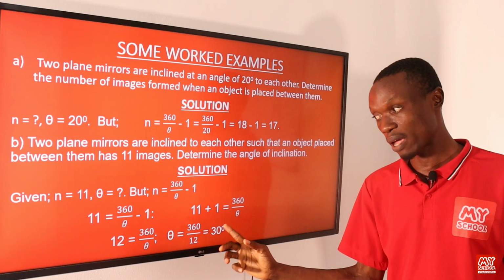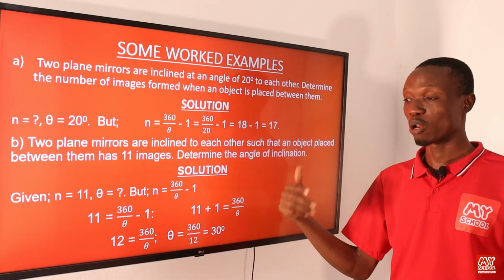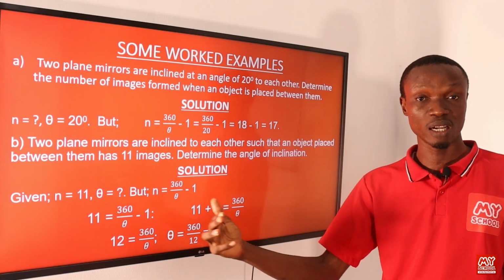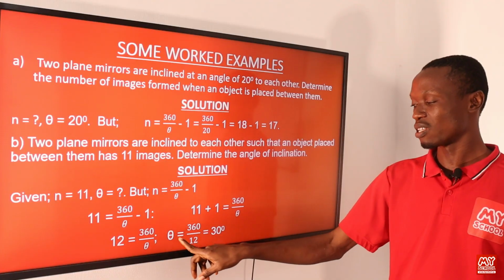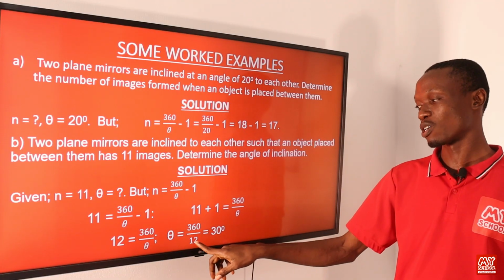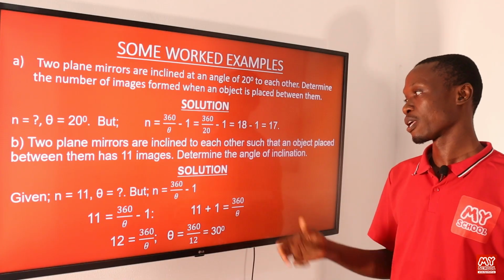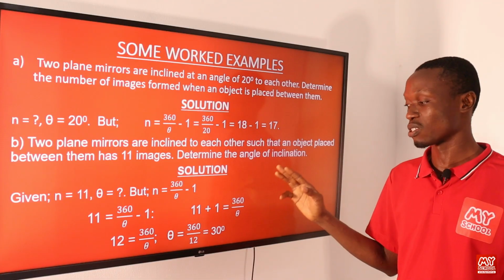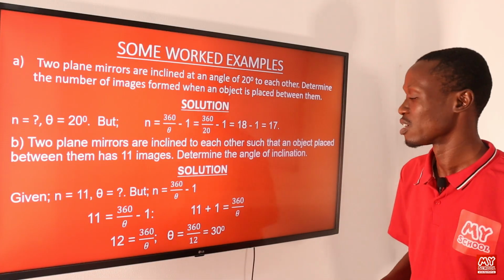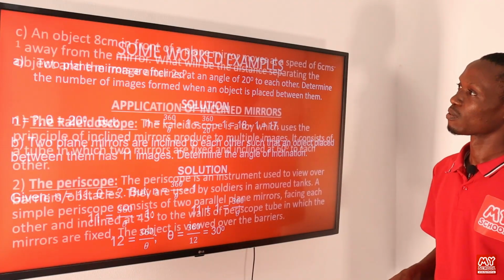If we cross multiply, we have 12 theta equals 360. Now we are looking for theta, so we divide both sides by the coefficient of theta, which is 12. So theta equals 360 divided by 12, and that will be equal to 30 degrees. So the angle of inclination between the two plane mirrors is equal to 30 degrees. So let's move over to the next slide.